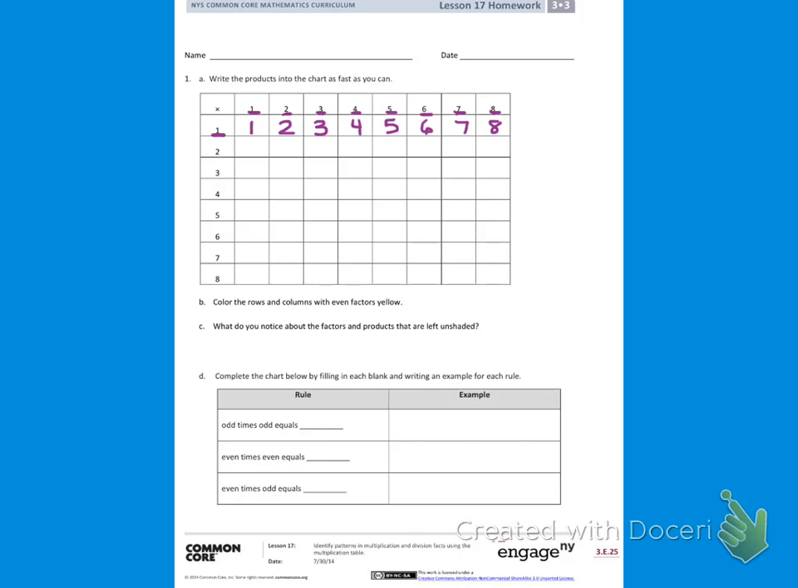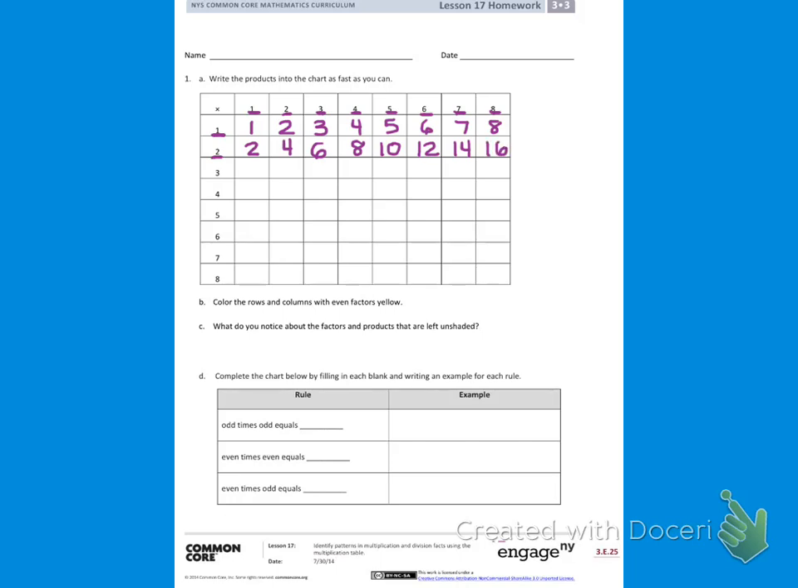Now I'll go to the second row, 2. 2 times 1 is 2. 2 times 2 is 4. 2 times 3 is 6. 2 times 4 is 8. 2 times 5 is 10. 2 times 6 is 12. 2 times 7 is 14. 2 times 8 is 16.